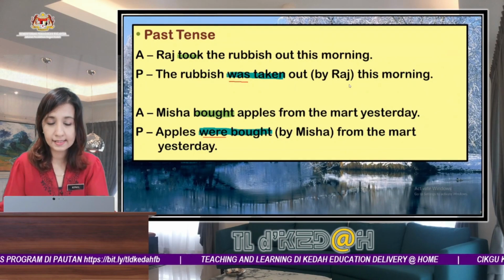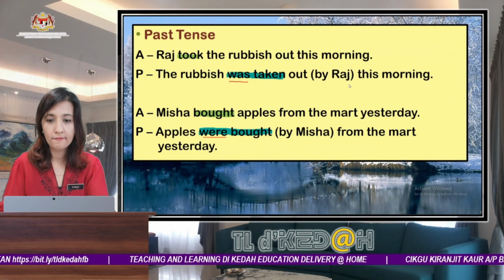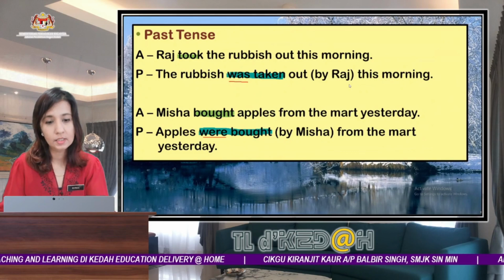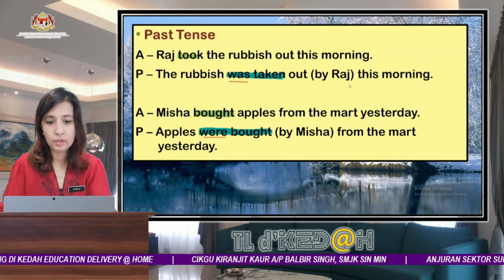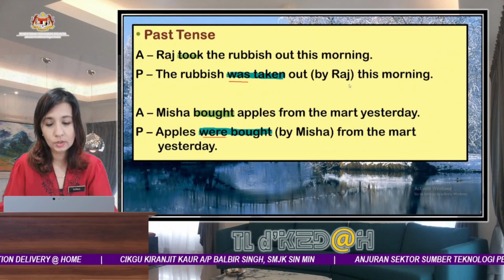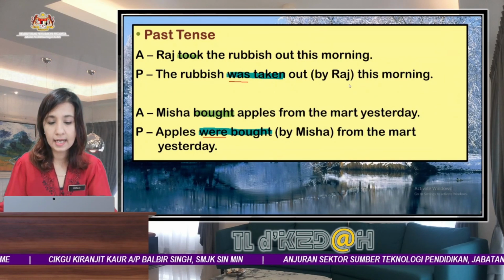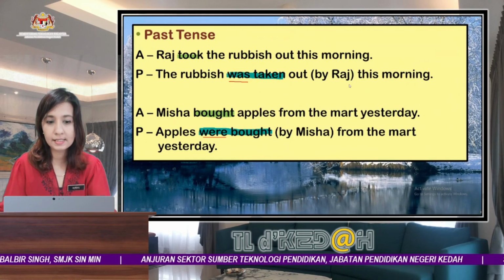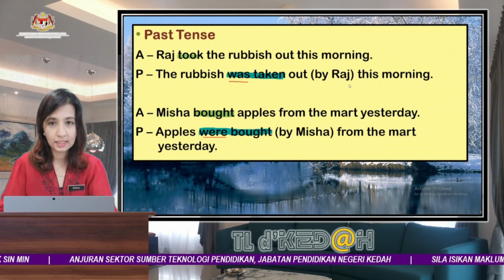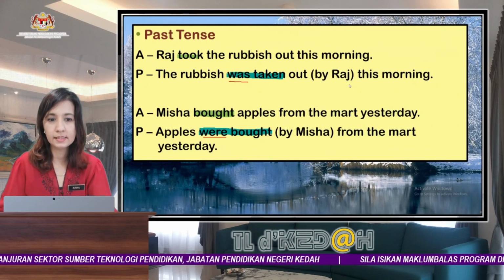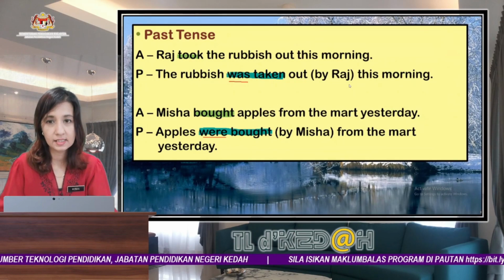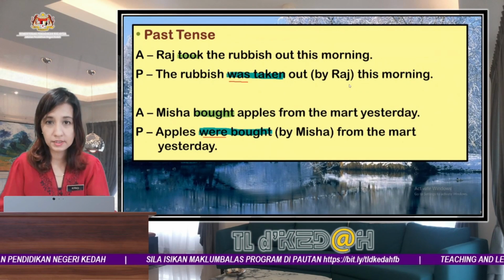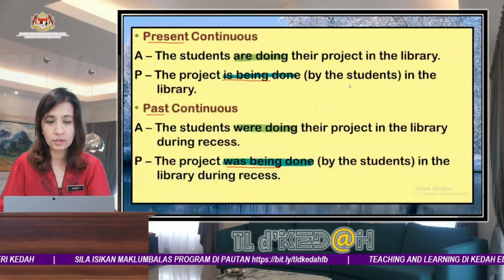Okay, let's look at the next example. "Nisha bought apples from the mart yesterday." "Apples were bought by Nisha from the mart yesterday." So apples, plural, so we use "were bought." Okay, so you can see the difference: just now, "apples are bought," right? That's present tense. Past tense, "apples were bought." Okay, you need a little bit more practice to know passive structures properly, thoroughly.